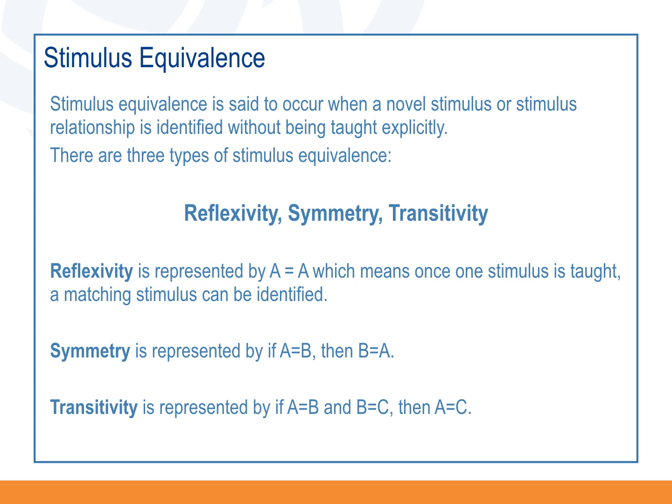So stimulus equivalence. Sidman was the main researcher and kind of the main guy behind this. It's said to occur when a novel stimulus or stimuli relationship is identified without being taught explicitly. There are three types that he did a lot of research on: reflexivity, symmetry, and transitivity. Reflexivity is when knowing A equals A.